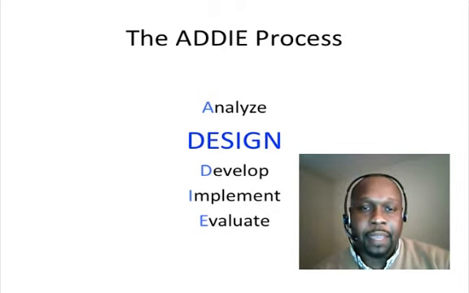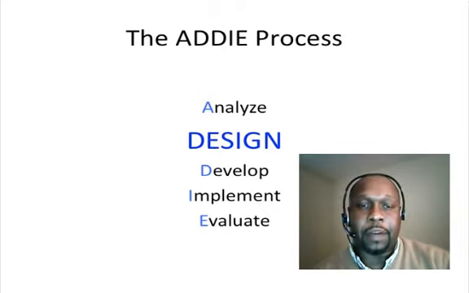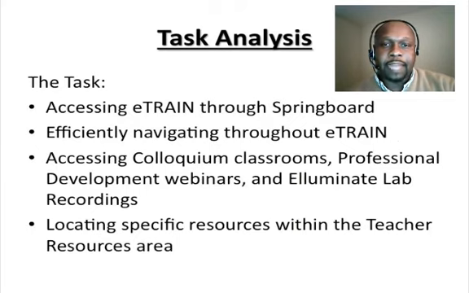Within the design phase are 5 specific steps involved in our project: task analysis, learning theory, performance and learning objectives, instructional strategies, and instructional sequence. In the first step, task analysis, the tasks were accessing eTrain through Springboard, efficiently navigating throughout eTrain, accessing Colloquium classrooms, professional development webinars and Illuminate lab recordings, and locating specific resources within the teacher resources area.